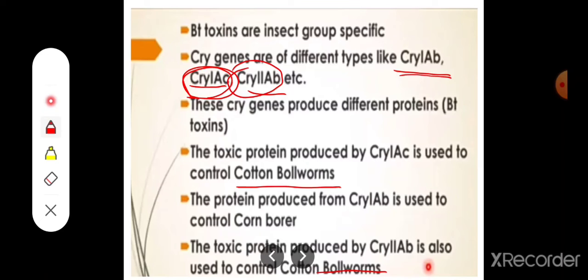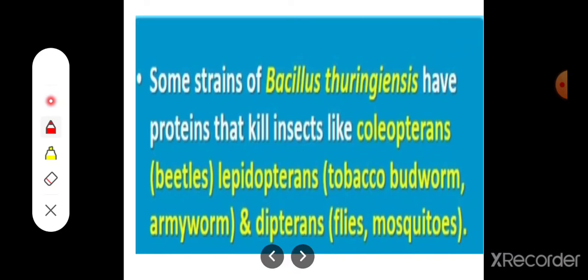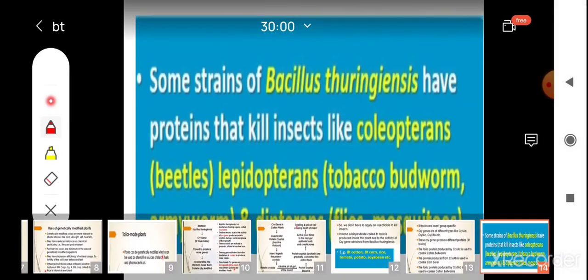And the protein produced by Cry1AB is used to control corn borer. It helps to destroy an insect called corn borer. That is why they say that the Bt toxins are insect specific. We can't make Cry1AB act on cotton bollworm; that will not work. Similarly, to destroy the corn borer we can't use Cry1AC or Cry2AB. Clear? So they are insect specific. Clear, children? Understood?